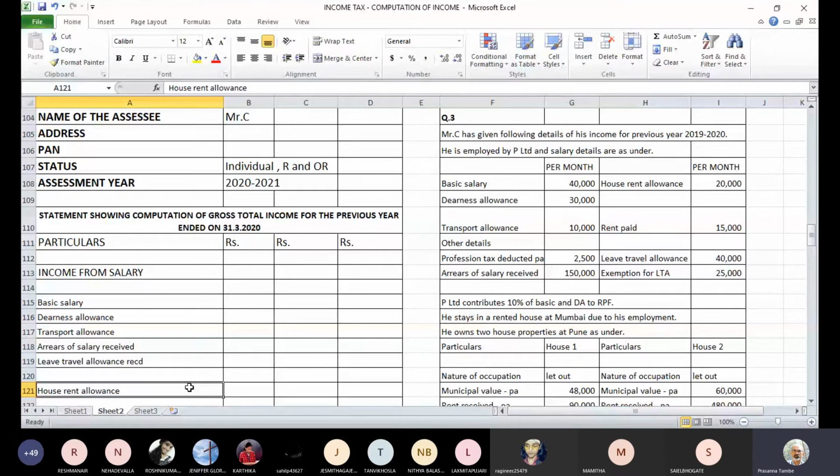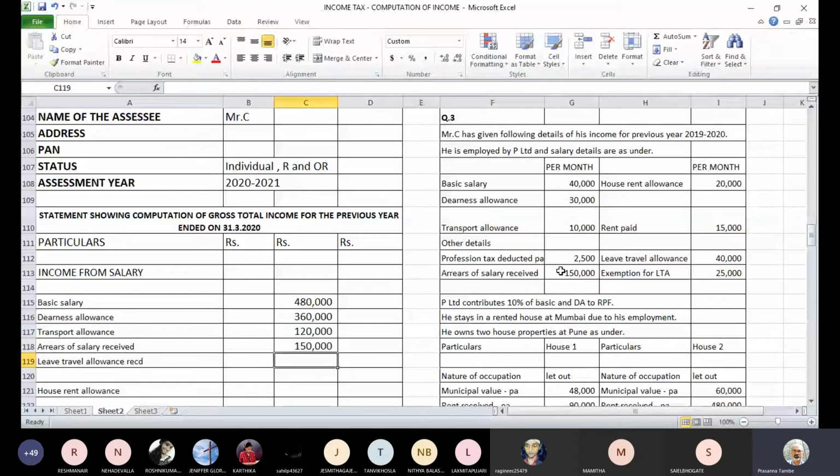So his basic salary, which is 40,000 per month, multiplied by 12, becomes 4,80,000. Same is the case with dearness allowance. On an annualized basis, it will be 3,60,000. Then you have transport allowance, which will become 1,20,000. For arrears of salary, there is no multiplication. This is the actual amount of arrears received.